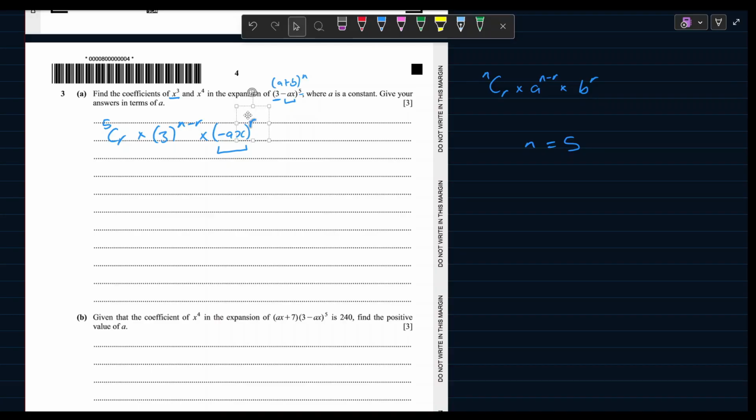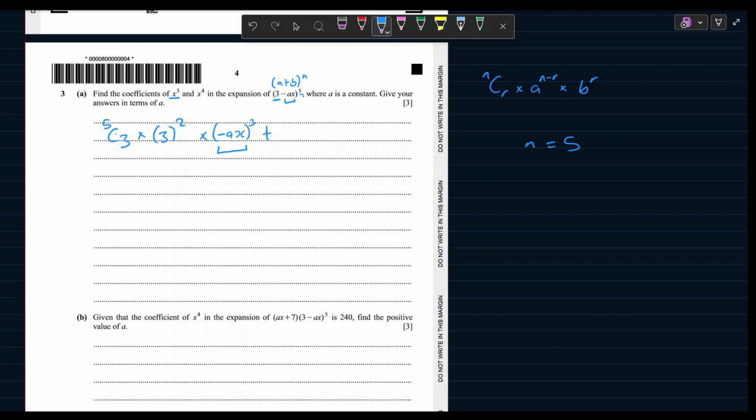And because r is 3, it means that n minus r, where n is 5, so n minus r is 5 minus 3, which gives us a 2. So our power here is going to be a 2. And then we have to replace this r. We know that r is 3, so that's 5 choose 3. Okay, so this is our expression for the term in x cubed.